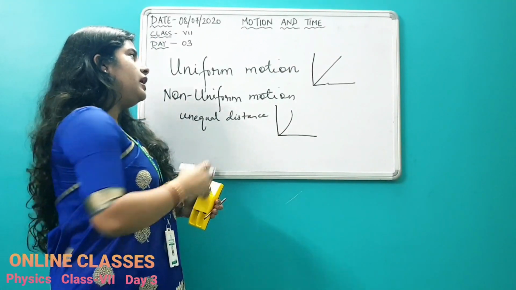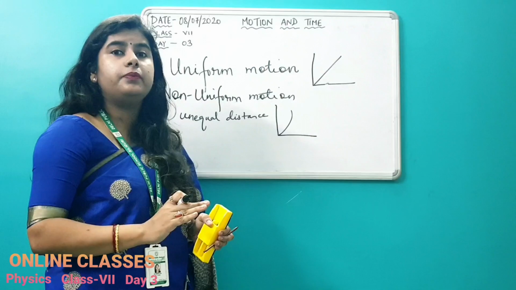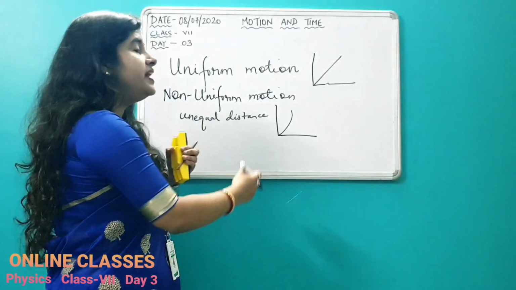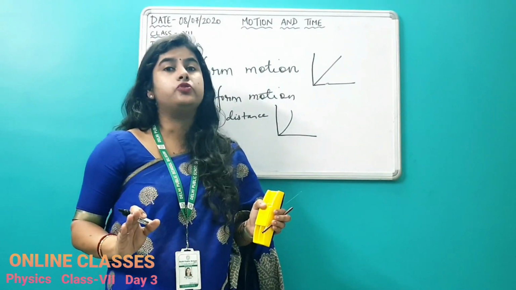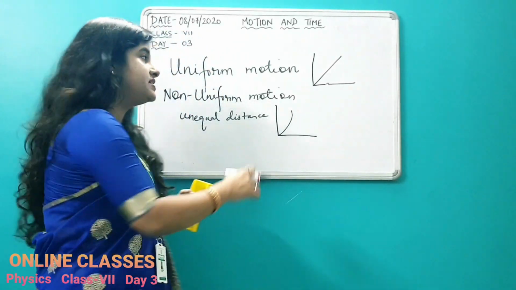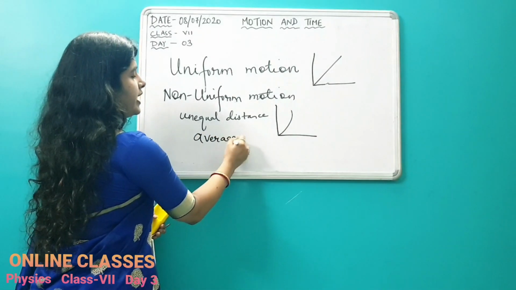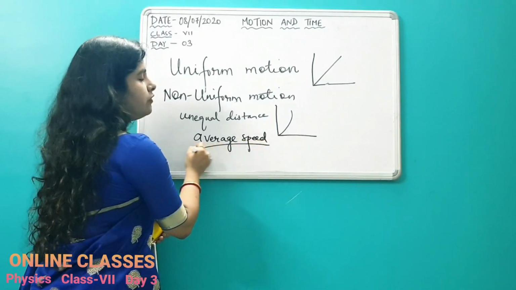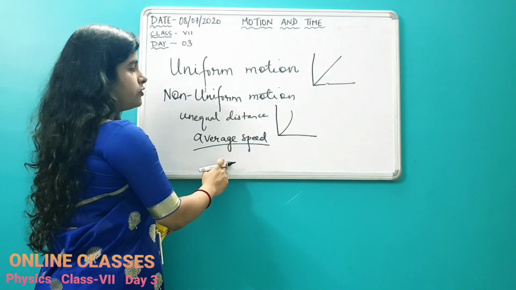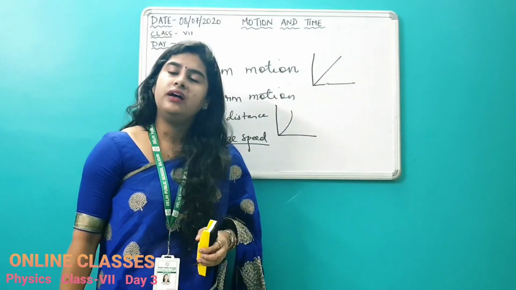Next, I was talking about the speed. As I told you, for uniform motion, the speed of the body remains same throughout the journey. But when you come to non-uniform motion, the speed of the body does not remain same throughout the journey. The speed of the body keeps on changing. So in non-uniform motion, instead of finding out the speed, we are going to calculate the average speed of the whole journey.